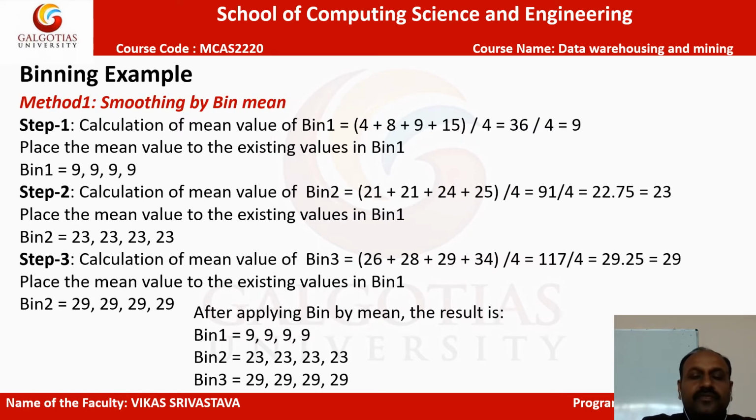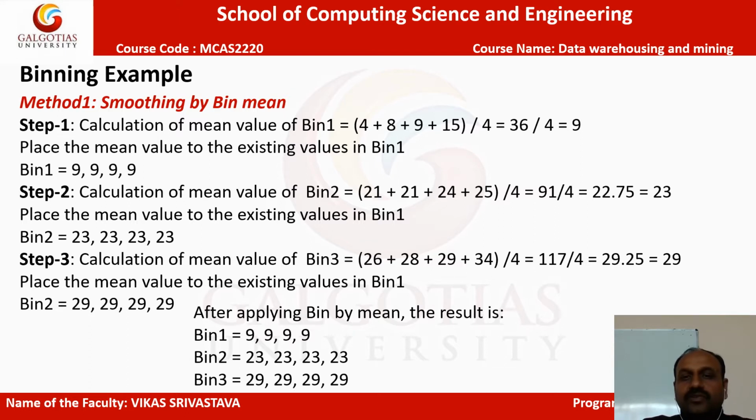Now we will apply the smoothing by mean value. In this, what exactly we have to do is the calculation of the mean value of bin 1. So I need to apply the bin mean on bin 1. How will you get the mean value of that particular bin 1?